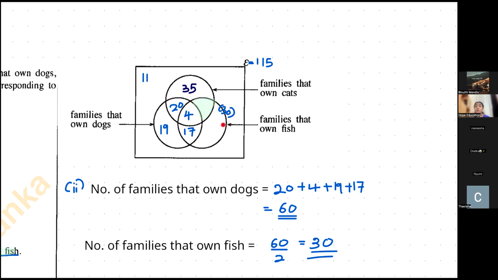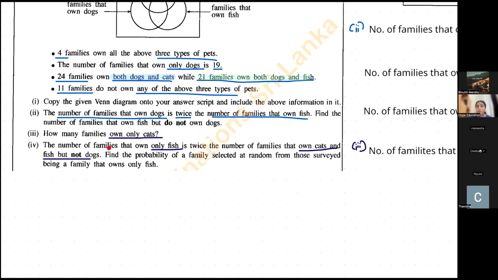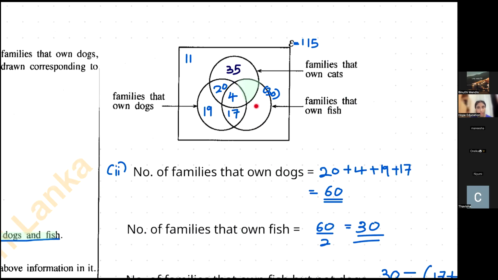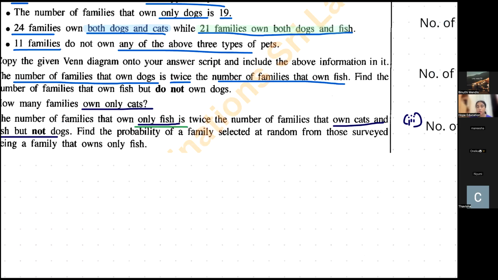So number of families that own cats and fish but not dogs. Number of families that own only fish is twice the number of families that own cats and fish but not dogs. අපි බලමු only fish කොටස කොච්චරක්ද කියලා. only fish කියන්නේ මෙන්න මේ කොටස. ඒ කොටසේ value එක අපි දන්නේ නැහැ. This is what I'm going to do, right? I'm going to put this letter as X. දැන් දෙකම දන්නේ නැහැනේ මට දීලා තියෙන. එකක් තමයි number of families having only fish, අනිත් එක cats and fish but not dogs.